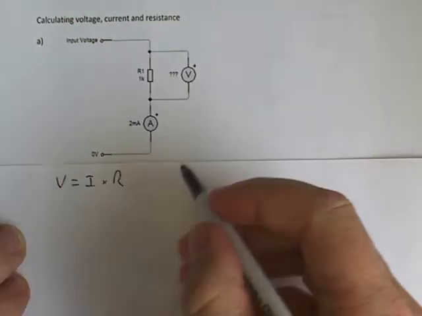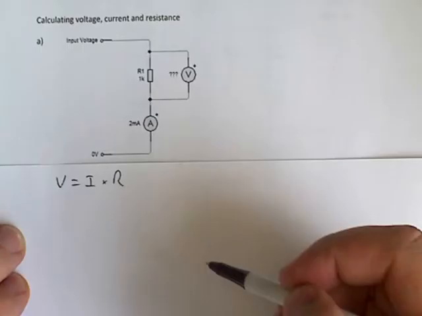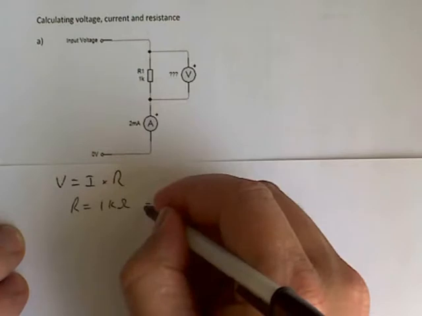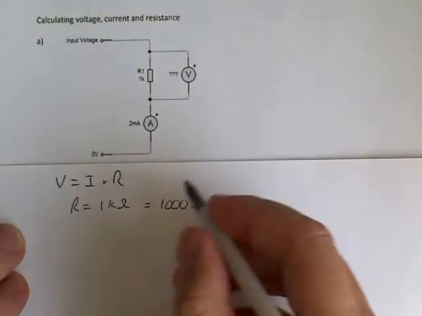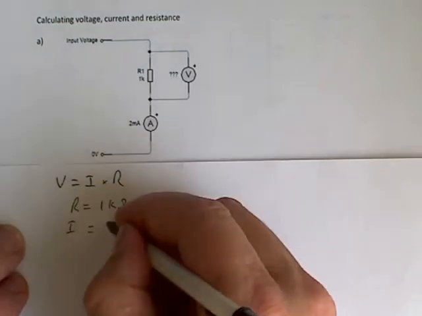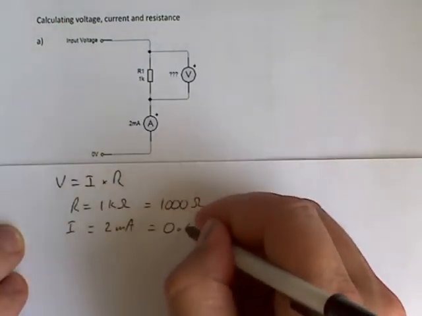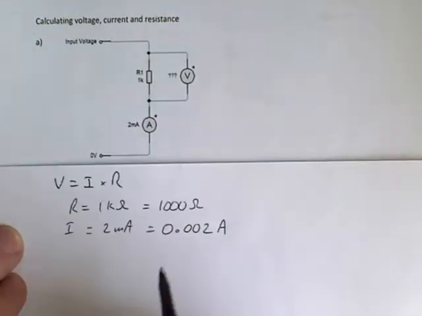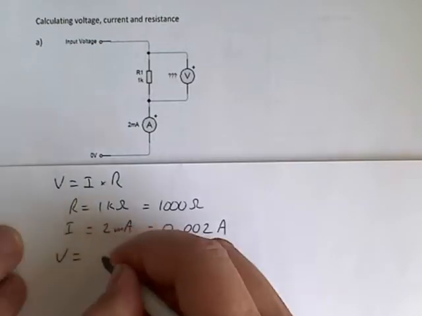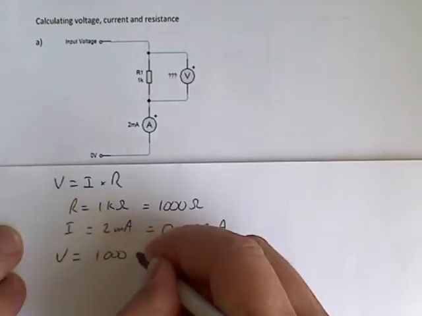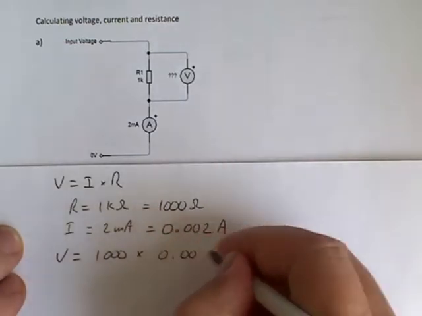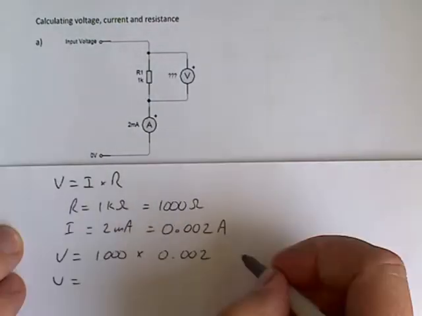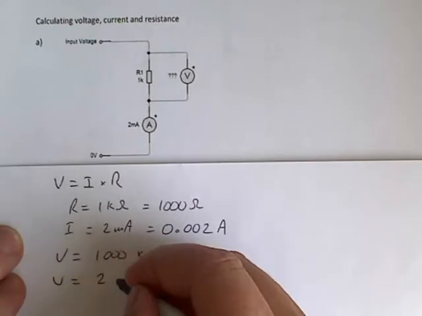In this circuit we're given the values of R and I. So R equals 1K ohms, this equals 1000 ohms. I equals 2 milliamps, which equals 0.002 amps. Substituting I and R into my equation, I get V equals 1000 times 0.002, which is equal to 2 volts.